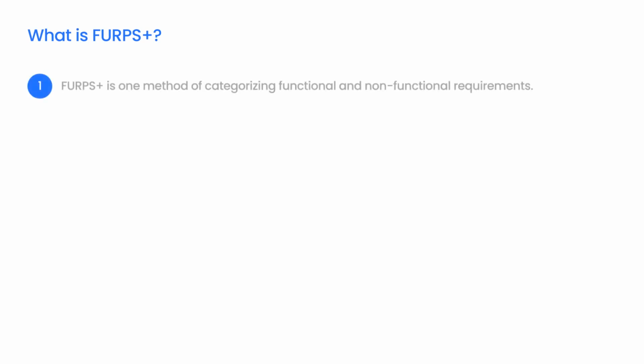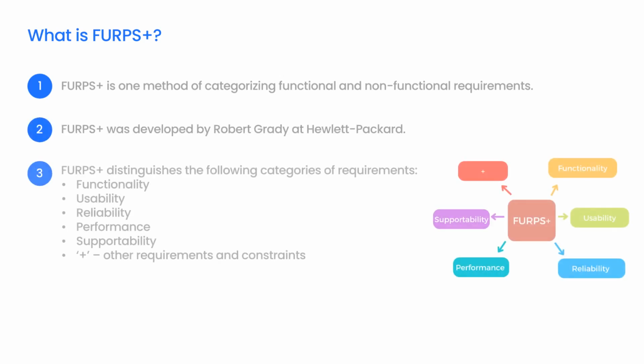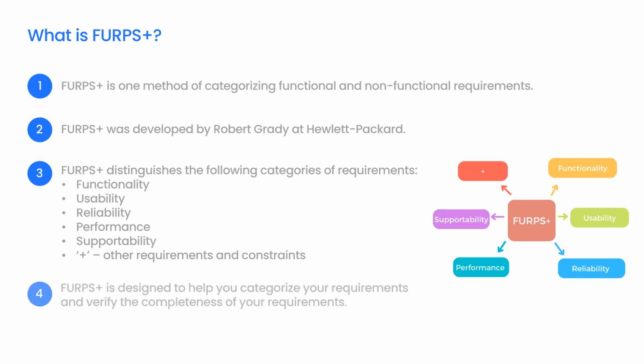What is FURPS? FURPS is one method of categorizing functional and non-functional requirements. FURPS was developed by Robert Grady at Hewlett-Packard. FURPS distinguishes the following categories of requirements: functionality, usability, reliability, performance, supportability, other requirements and constraints. FURPS is designed to help you categorize your requirements and verify the completeness of your requirements. In the following, I will show how I use FURPS to categorize non-functional requirements.